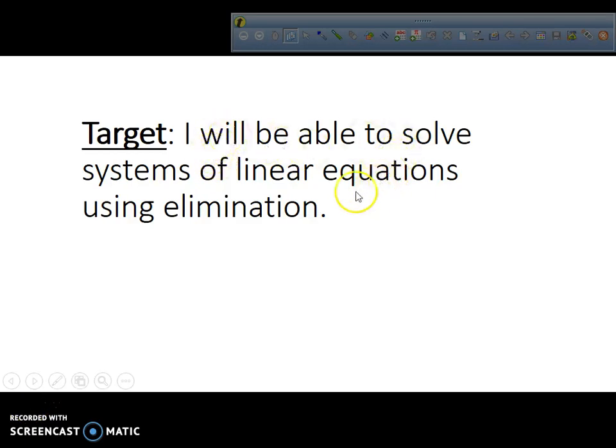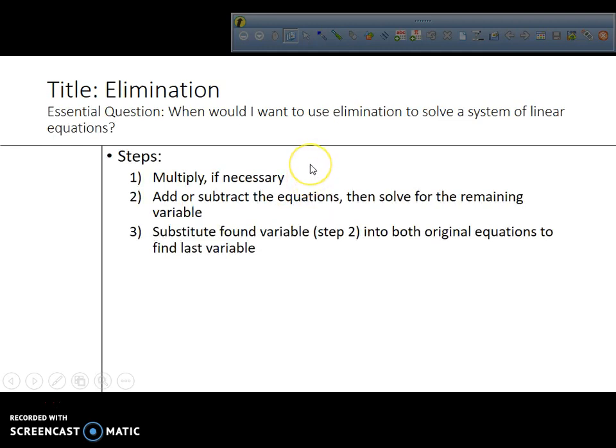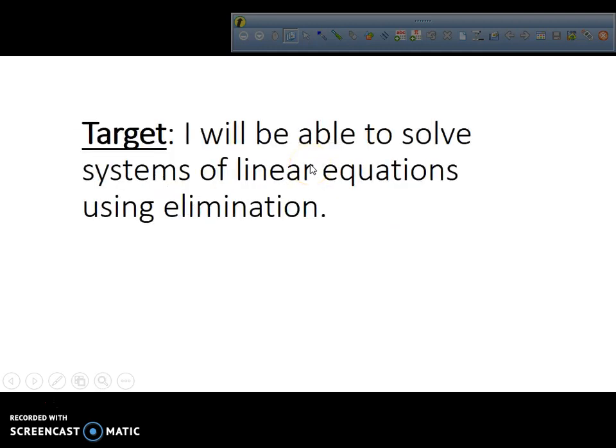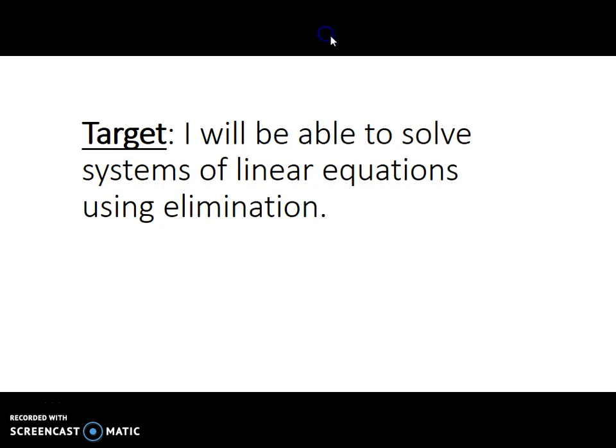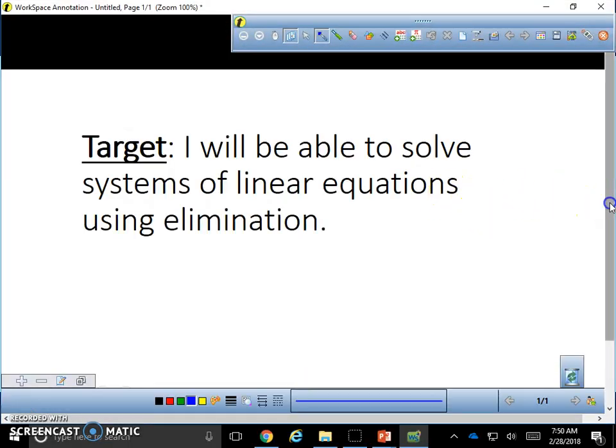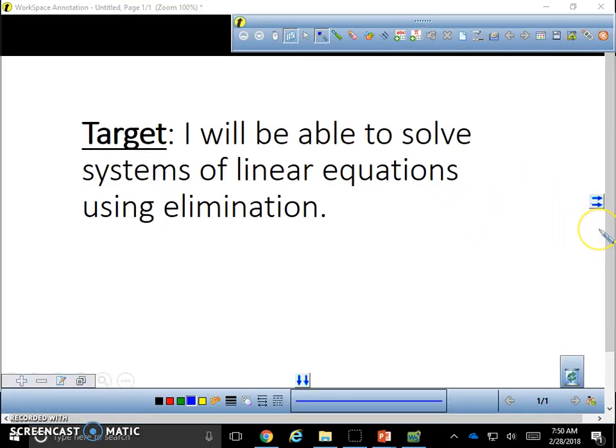Today, elimination is what we're going to talk about. Some of you might have a preference. Please remember that out of all the ways, this is a tool to put in your tool belt just to make life easier, not to make life difficult.